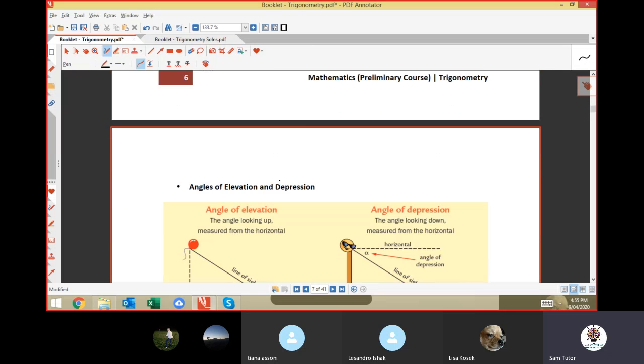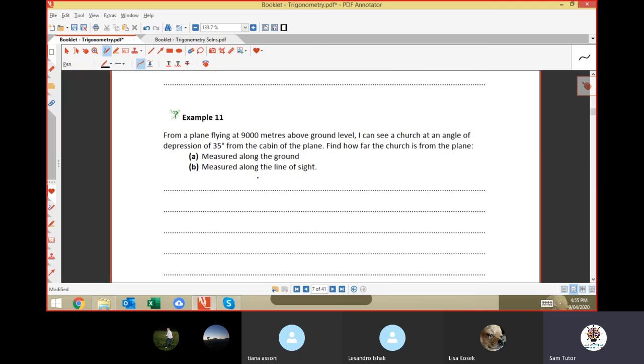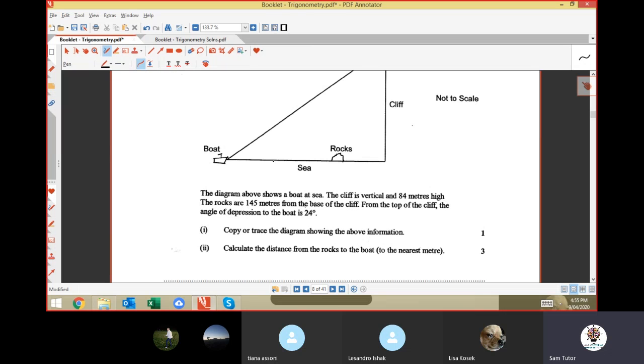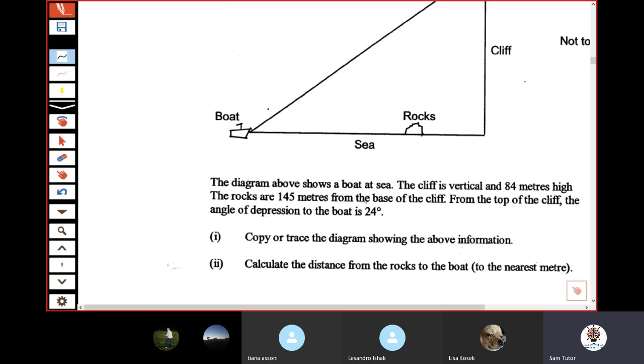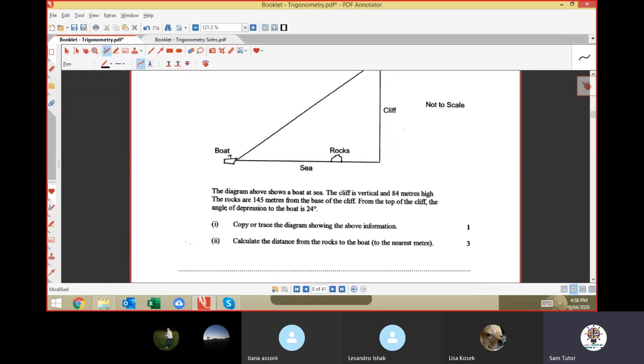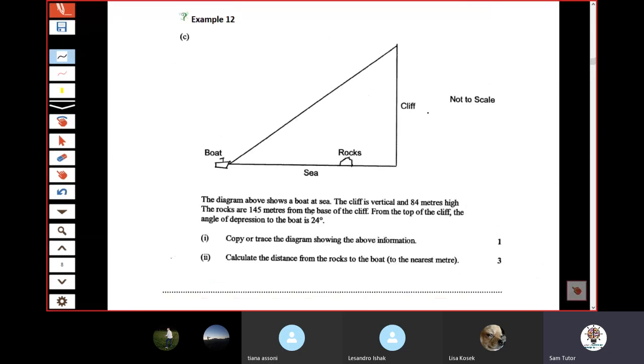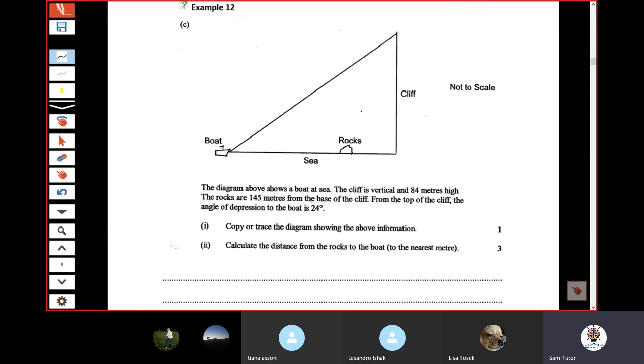All right. Oh, yeah, I'd rather do an elevation depression one. Let's go with that. So that one's easy. Yep, let's do this one. Okay. The diagram above shows a boat at sea. The cliff is vertical and 84 meters high. The rocks are 145 meters from the base of the cliff.